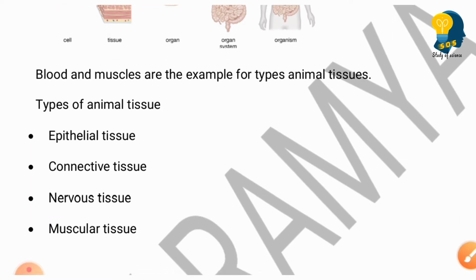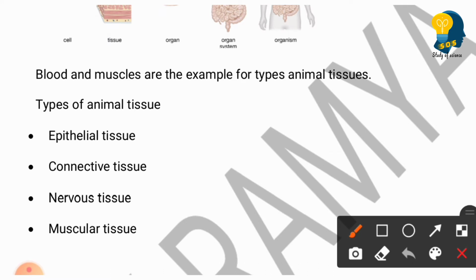The four different types of animal tissues are the epithelial tissue, the connective tissue, the nervous tissue, and the muscular tissue. So these are the four animal tissues. Correct? The epithelial tissue, connective tissue, nervous tissue, and the muscular tissue. These are the four different animal tissues.